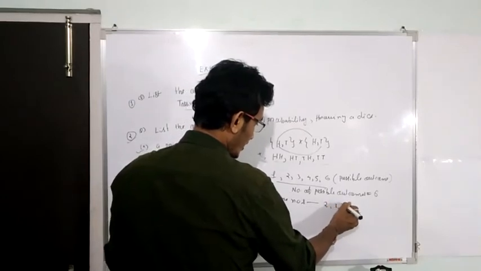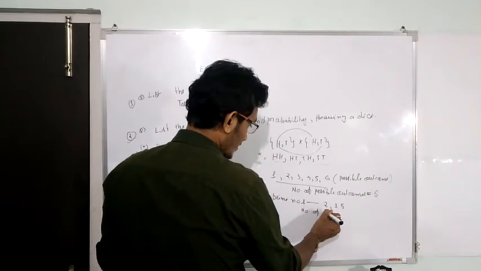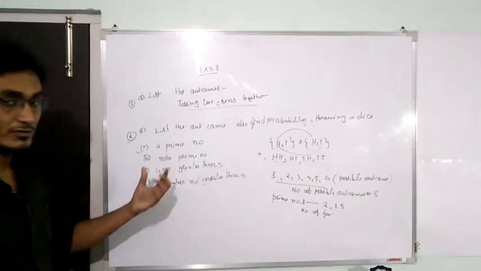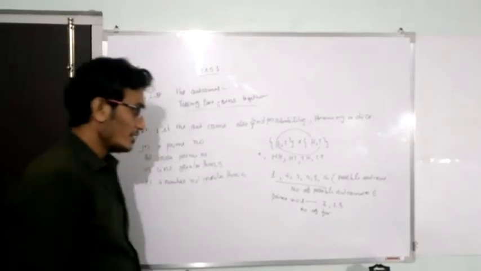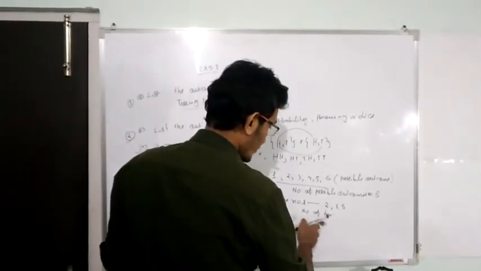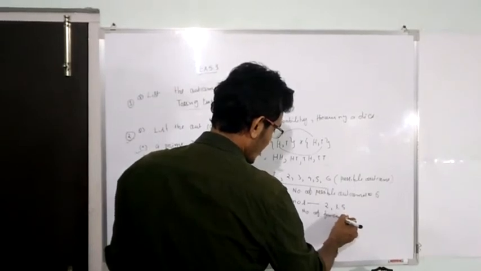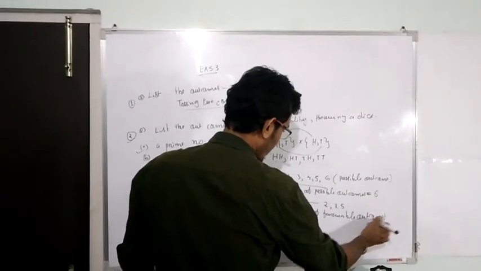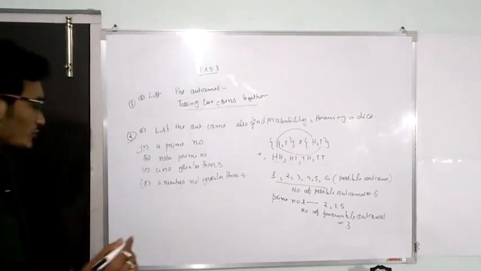2, 3 and 5. That means how many prime numbers? Number of favorable outcomes. In this case this is favorable because we need a prime number. The outcomes we need are known as the favorable outcomes. I have already given the explanation in the last video, in the intro video. So the number of favorable outcomes will be 3.